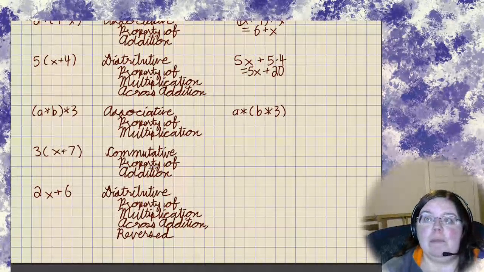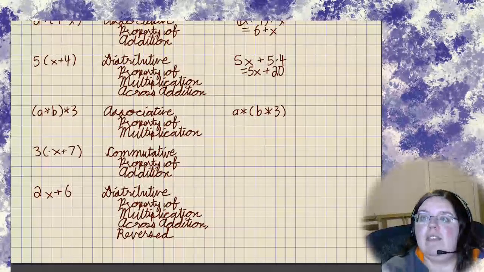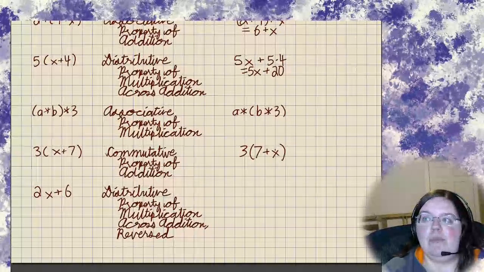The commutative property means I'm going to be flipping around those terms, those addends. So instead of x plus 7, I'll have a 7 plus x, and it'll still be getting multiplied by that 3. So that will be my equivalent expression.